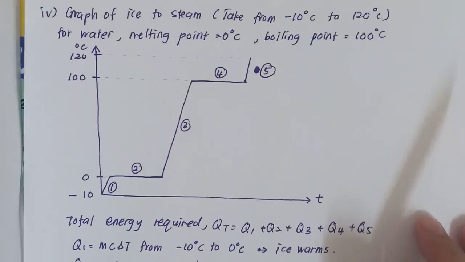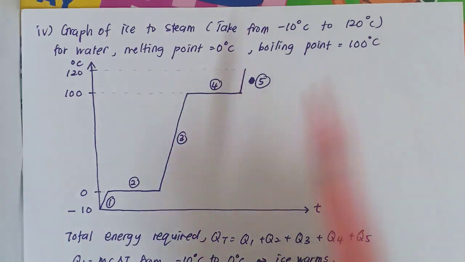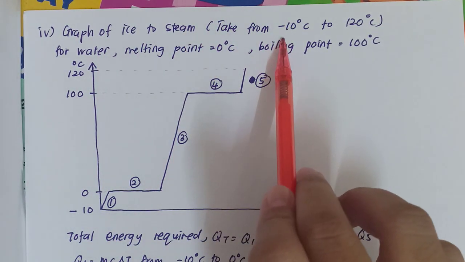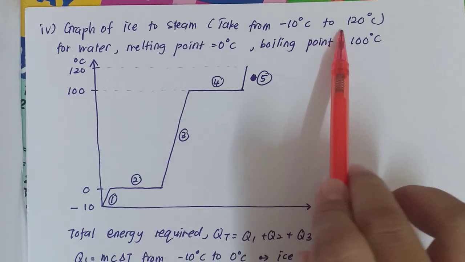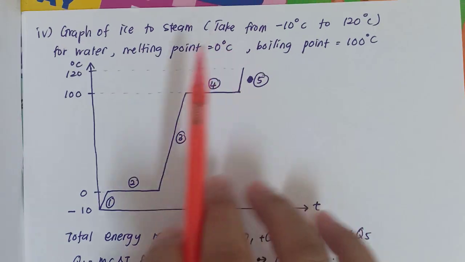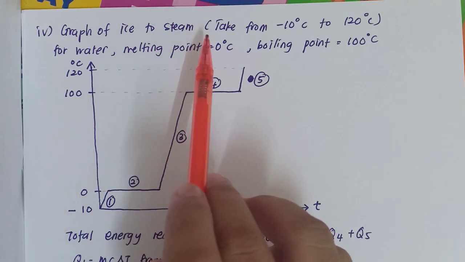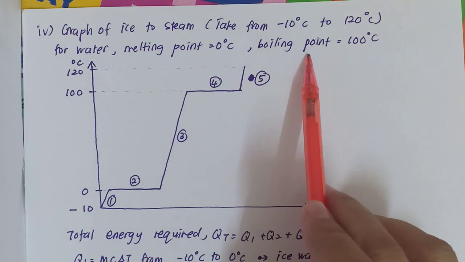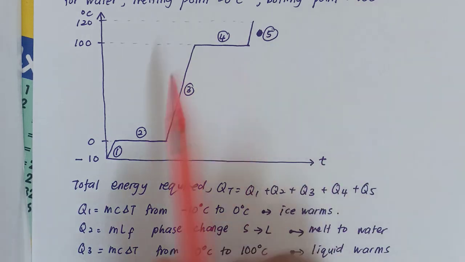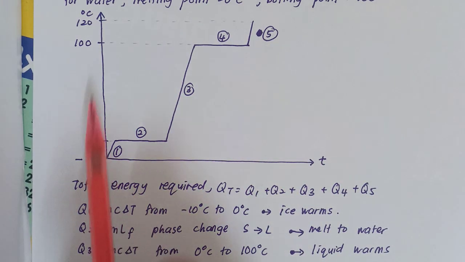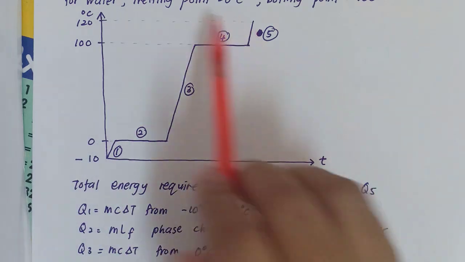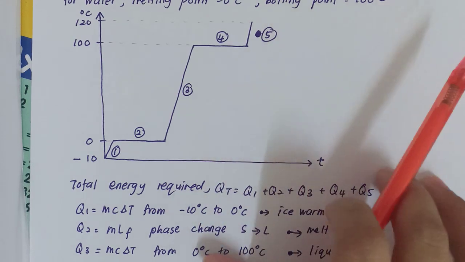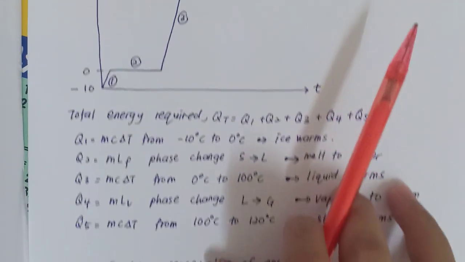Okay, next up, the fourth part, is where you deal with the phase change from ice to steam. Let's take the temperature from -10 to 120. In this case, you need to know that ice will become water and then later will become steam. For water, we have the melting point at 0 and the boiling point at 100. So here is the graph. You have -10, 0, 100 and 120. For the phase change, you actually have 5 heat changes. So you will have to find them out one by one.